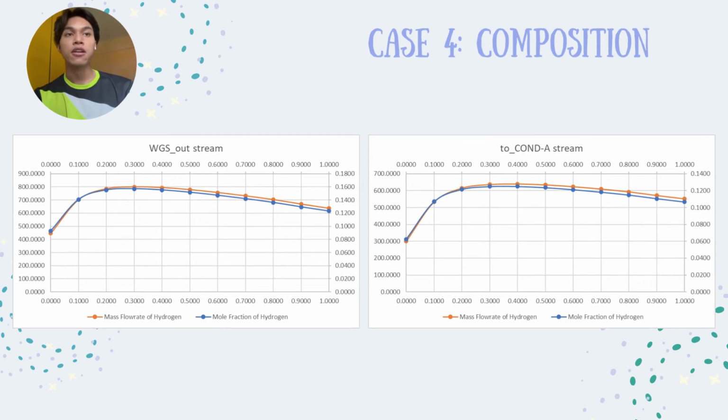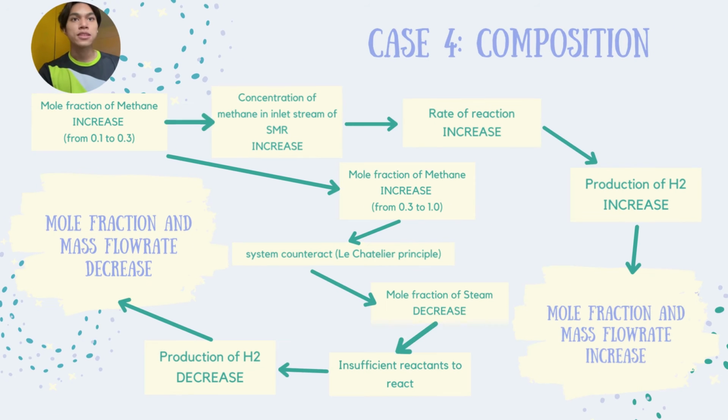The final case is the effect of composition on the reactor performance. Both graphs show that as the mole fraction of methane increases, there will be an increase in production of hydrogen. However, after a certain composition, the production of hydrogen begins to decrease. As the mole fraction of methane increases from 0.1 to 0.3, the concentration of methane in the inlet stream of SMR increases. Thus, the rate of reaction inside the SMR increases, which also increases the production of hydrogen. Therefore, the mole fraction and mass flow rate of hydrogen increase.